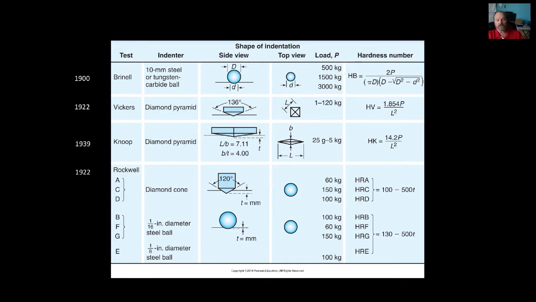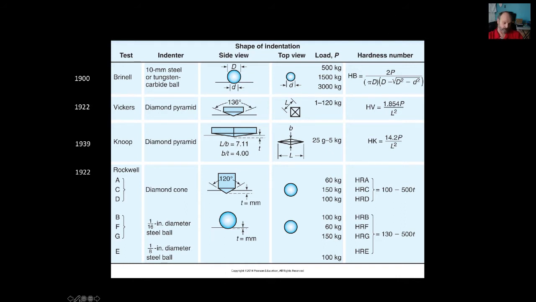There are a couple different types of tests that were developed over the years. The first one was the Brinell test. HB is what they usually call it, HB and then a number. You have the Vickers, which is HV. You have the Knoop, which is HK, because it's with a K. And then you have Rockwell. Rockwell is probably the most used system, and that would be HR. You can see the abbreviations on the right side here.